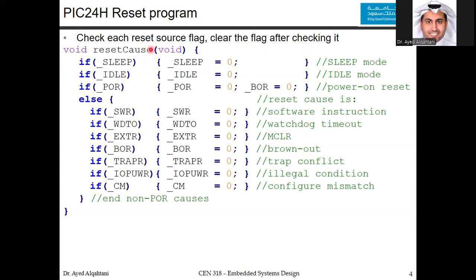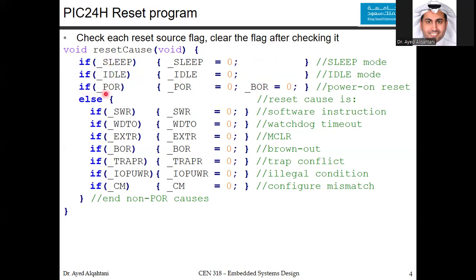Anyway, it says if the flag is underscore sleep, then you reset it, and you know that you are in the sleep mode. If you want to do something about this, you can write it here. If it is underscore idle, so you are in the idle mode now, similarly, this is its flag. Notice, this will be true only if the flag is equal to 1, and it's your job as the programmer to make it 0 again. If you didn't do this, the system will be in the sleep mode forever. So make sure to reset it after it is asserted.